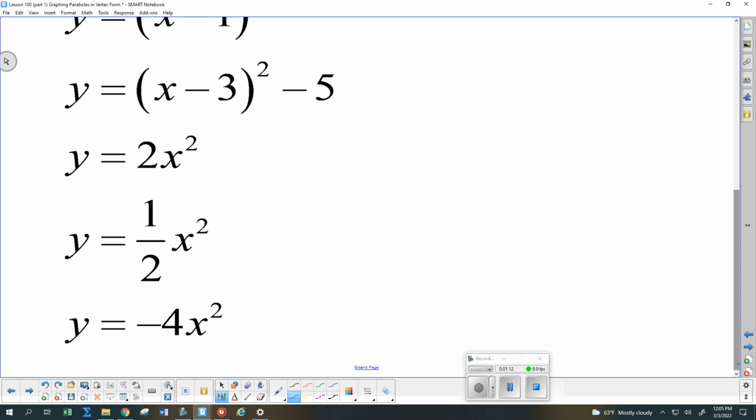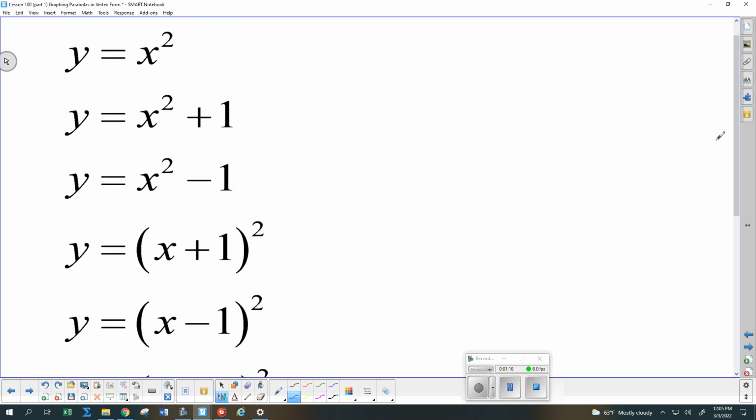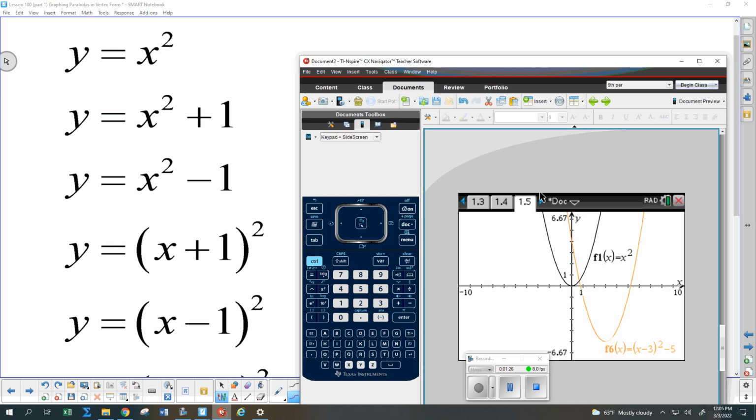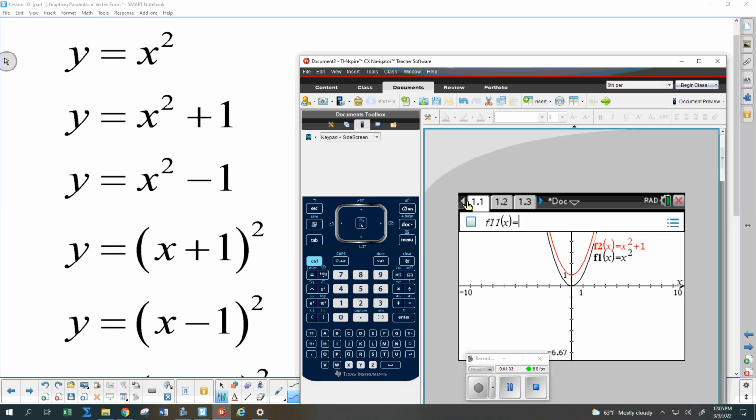Okay, I've punched several of these into my calculator just so we can take a look at, well, if we put numbers in different places, what does that do to where the parabola is in the coordinate plane? So here's my graphing calculator. And if you look at this graph here on the right, the black one is just the basic y equals x squared. And the red one, I put a +1 out here at the end.